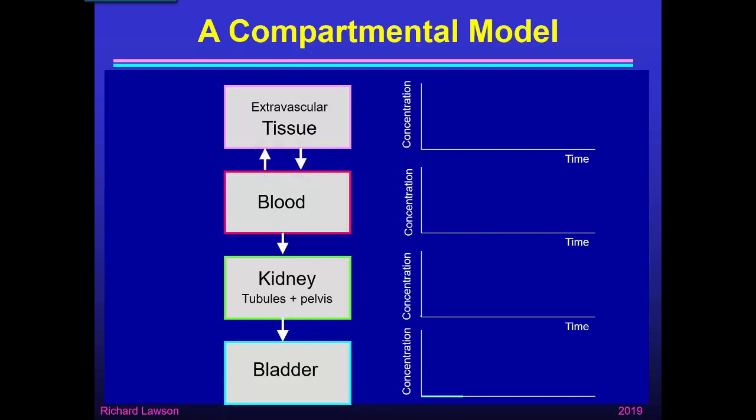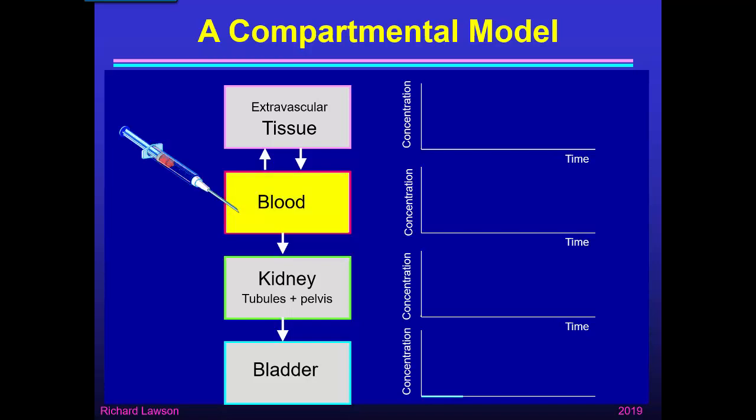The radiopharmaceuticals are all excreted in the kidneys either by glomerulofiltration or by tubular secretion, or a combination of the two, and that removes the tracer from the blood into the kidney, and that's a one-way process. The kidney, represented by the tubules and the pelvis, is where the radiopharmaceutical will pass through before eventually moving on into the bladder. So we're going to see how this compartmental model predicts how the concentration of tracer will change with time in each of these 4 compartments.